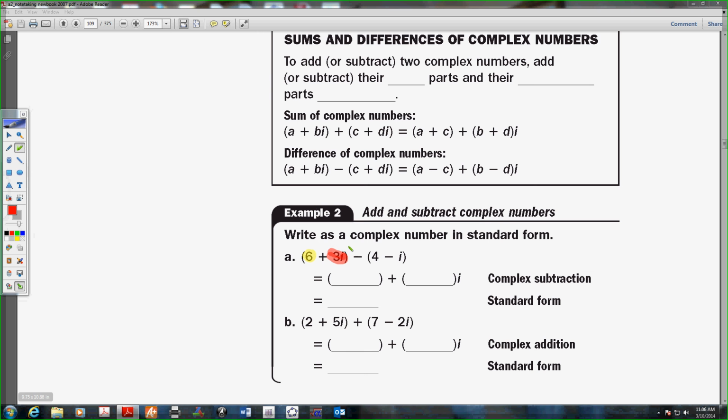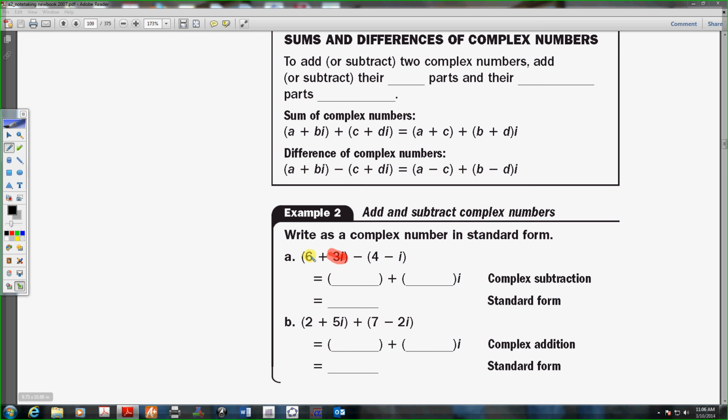Now, when we're adding or subtracting complex numbers, it's pretty simple. All you have to remember is that complex numbers only add or subtract like parts. What do I mean by that? Well, it's like they're sort of picky numbers, if you want to look at it that way. Why? Because the real part will only add with the real part, and the imaginary part will only add or subtract with the imaginary part.